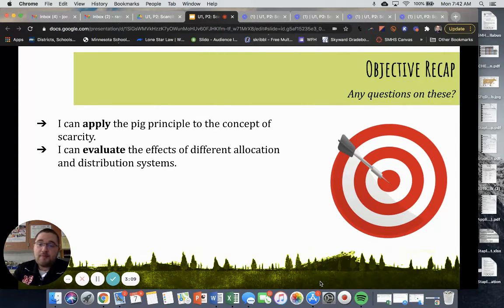So just to recap our objectives. First, you can apply the pig principle to the concept of scarcity, and you can evaluate the effects of different allocation and distribution systems. You can do both of these things. You are in good shape.